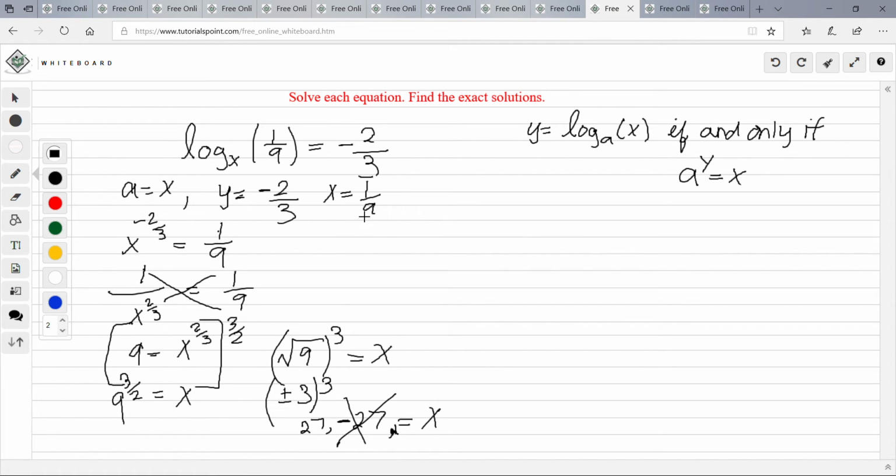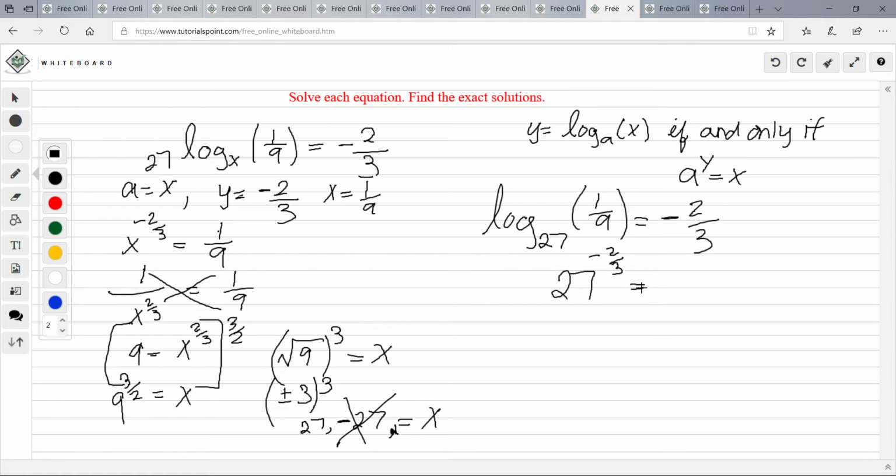So let's plug it back into this equation. We said that x is positive 27, so log base 27 of 1/9 equals negative 2/3. That's really saying 27 to the negative 2/3, because now our base a is 27. We're using the same rule, same numbers, but our a is 27, our y is still negative 2/3, and our x is 1/9.